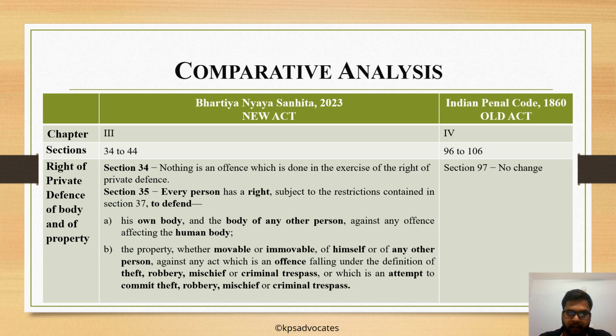his own body and the body of any other person against any offense affecting the human body; b. the property, whether movable or immovable, of himself or any other person against any act which is an offense falling under the definition of theft, robbery, mischief or criminal trespass, or which is an attempt to commit theft, robbery, mischief or criminal trespass. There are no changes under Section 35 and its corresponding Section 97 under Indian Penal Code.